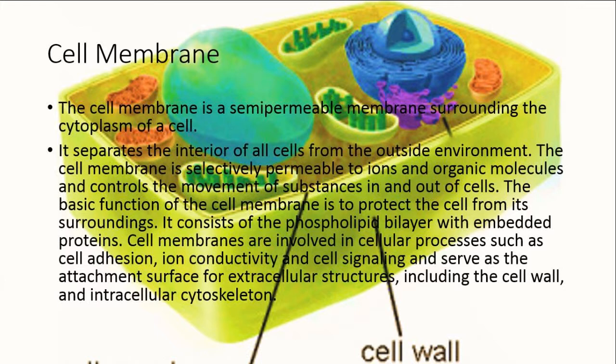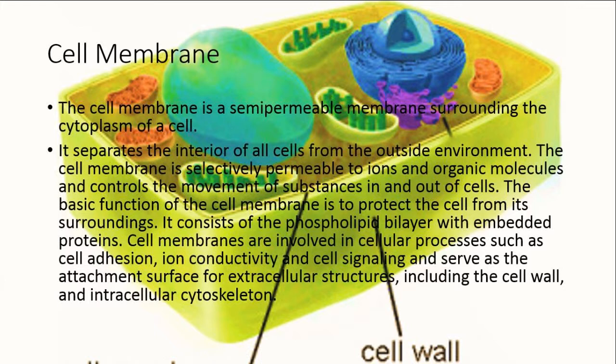The cell membrane is a semi-permeable membrane surrounding the cytoplasm of a cell. It separates the interior of a cell from the outside environment. The cell membrane is selectively permeable to ions and organic molecules and controls the movement of substances in and out of the cell. The basic function of the cell membrane is to protect the cell from its surroundings.